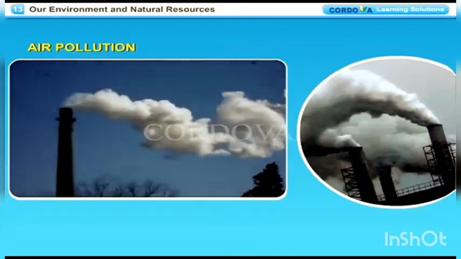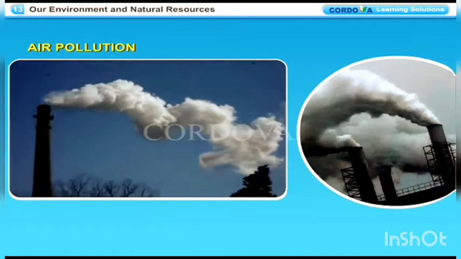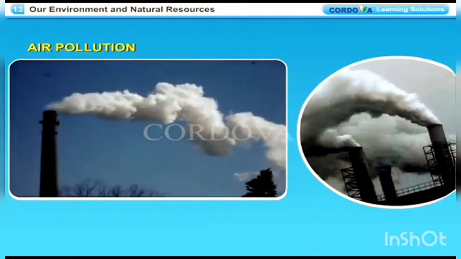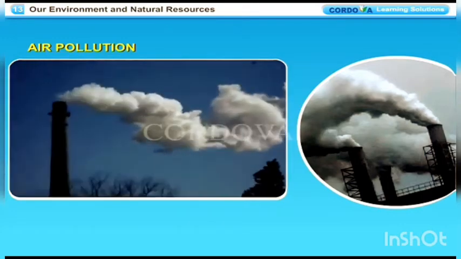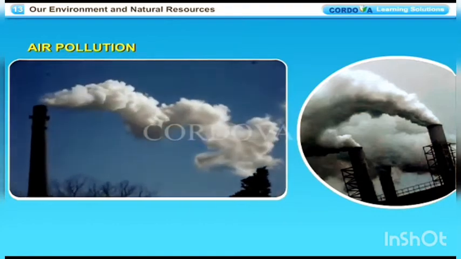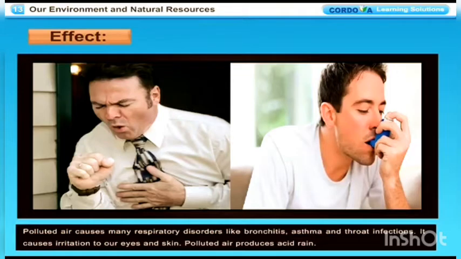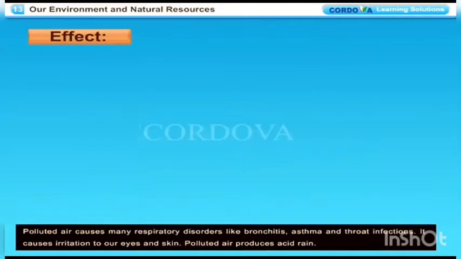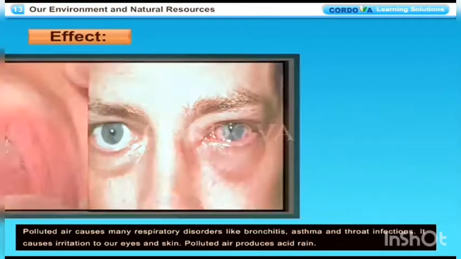Air pollution. The mixing of harmful gases and other particles like smoke and dust in the air is called air pollution. Most of the air pollutants come from burning of fuels, vehicular exhaust, industries and power stations. Effect: polluted air causes many respiratory disorders like bronchitis, asthma, and throat infections. It causes irritation to our eyes and skin.